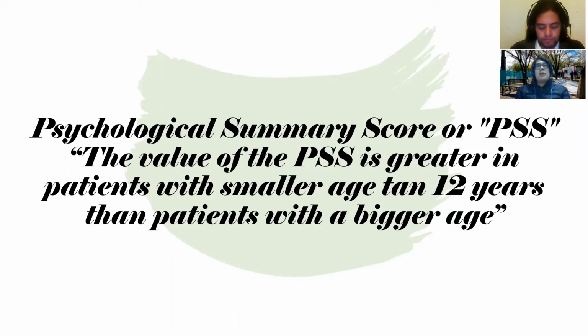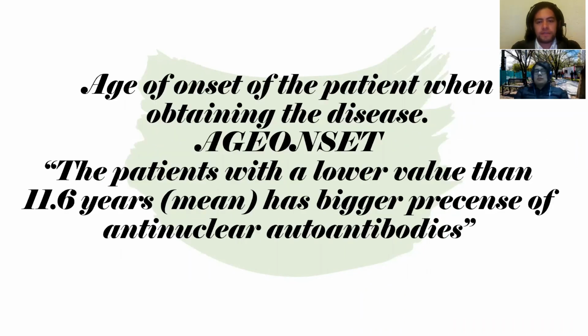Age of onset of the patient when obtaining the disease. Age onset is the name of the variable, in capital letters. And the patients with a lower value than 11.6 years, that is the mean too, have a bigger presence of antinuclear antibodies. This hypothesis is related to the main objective of the thesis, that is working with the database. That is, trying to relate the presence of antinuclear antibodies with other variables, in this case with the age onset.